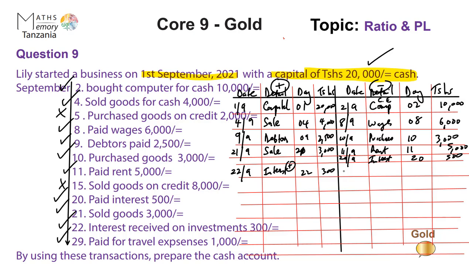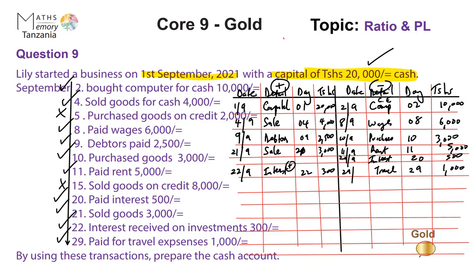Paid relevant expenses, revenue expense, 29th over here. This would be basically travel over here. This would be 29 over here, and this would be 1,000. Okay, so those are all our expenses and incomes over here.